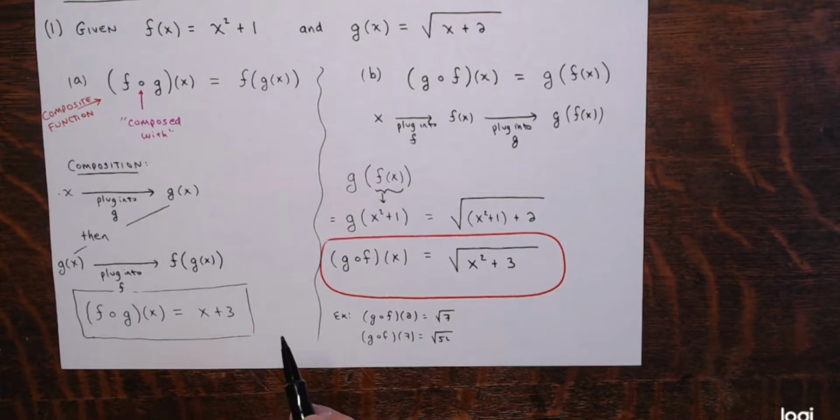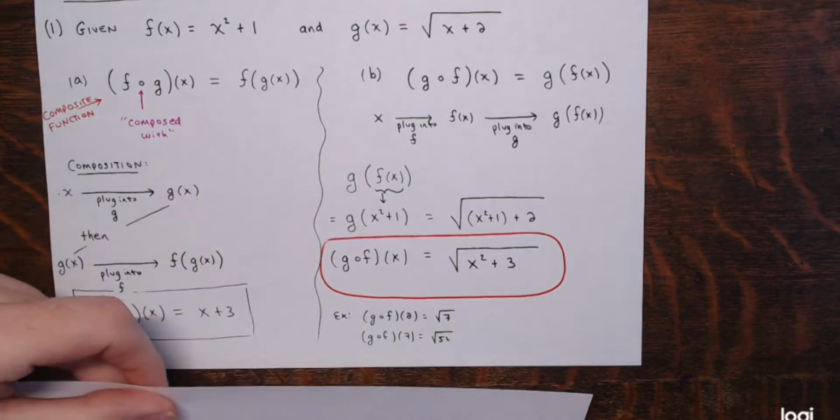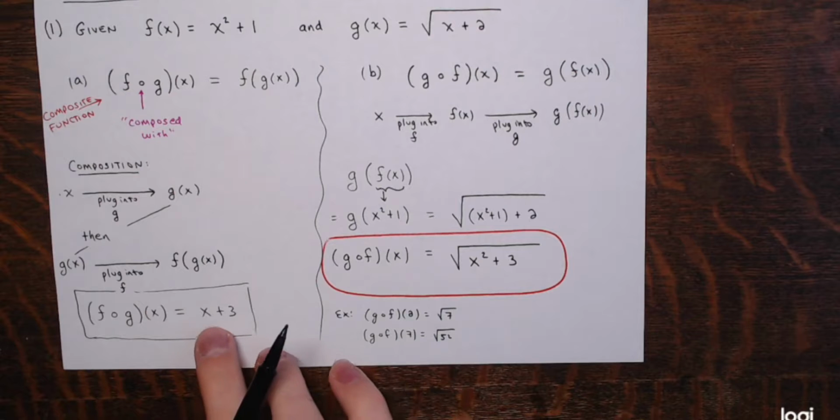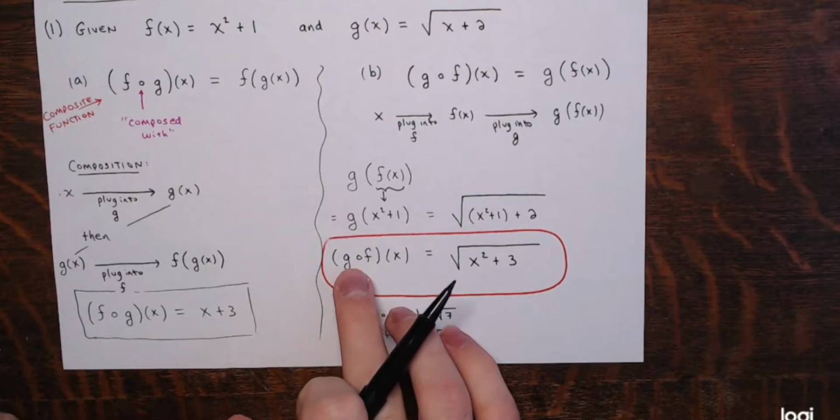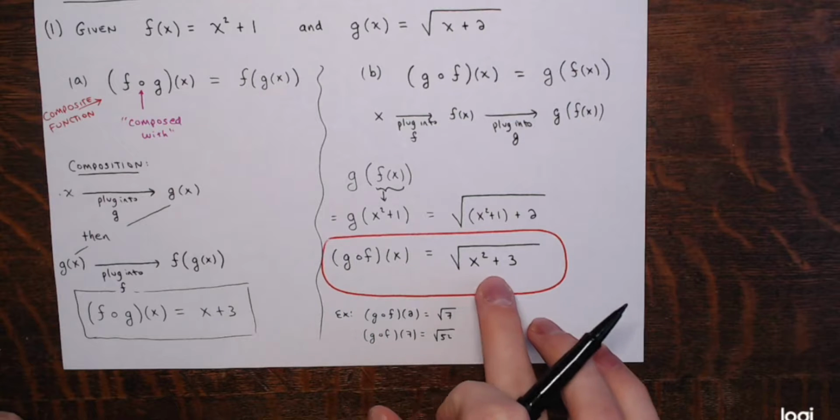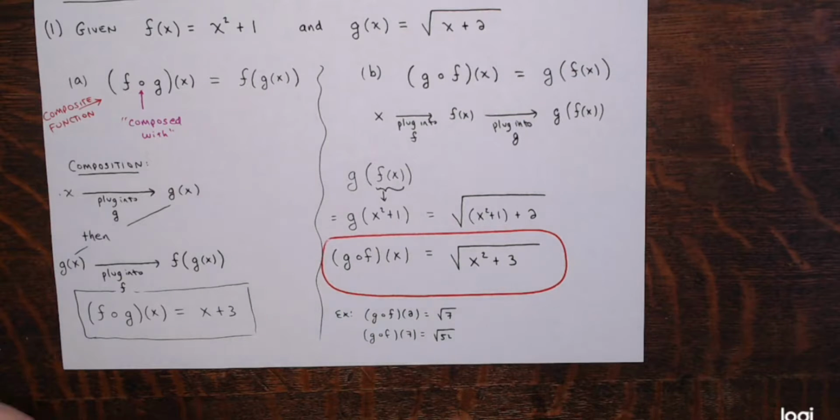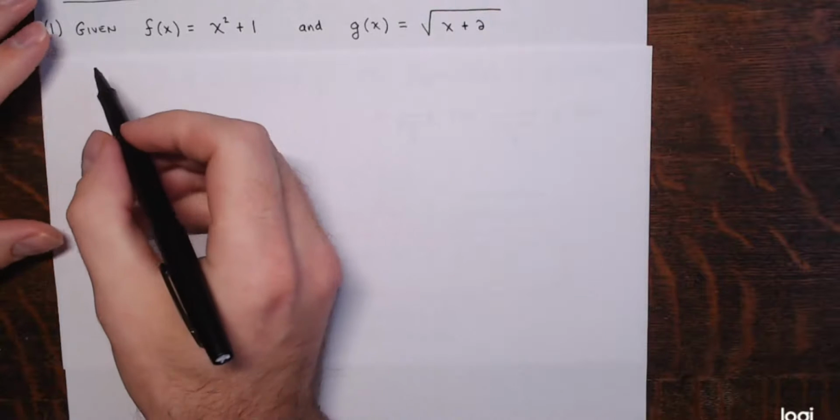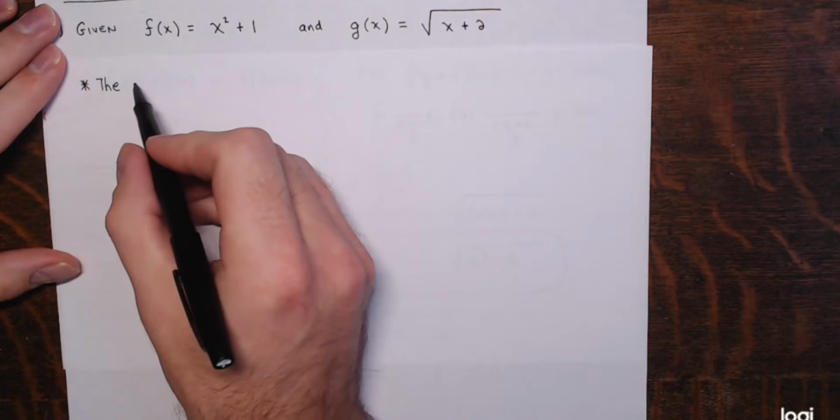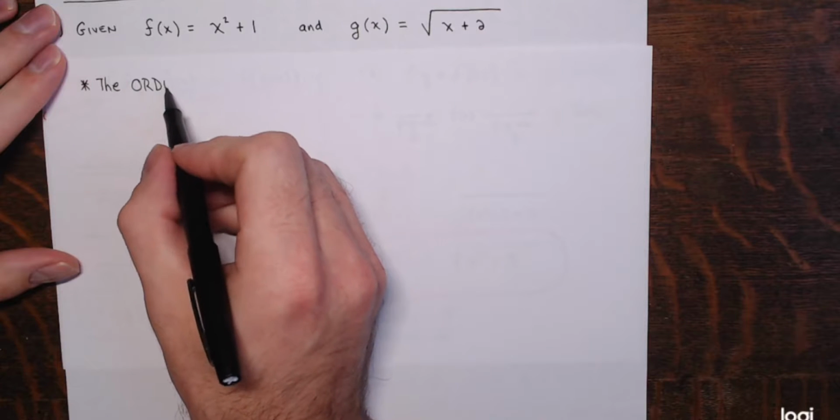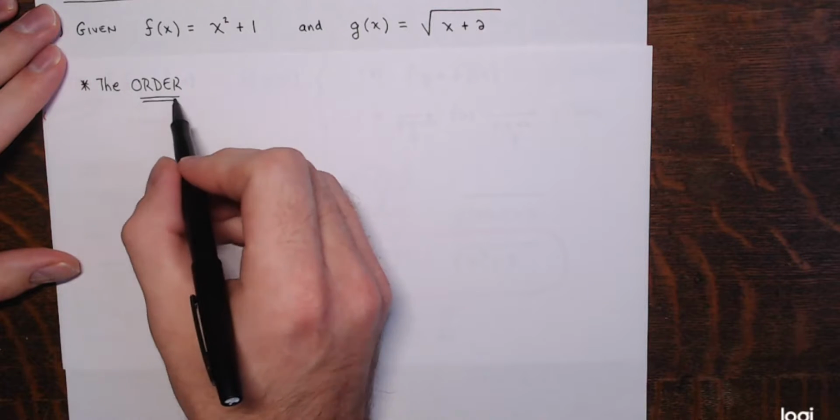And that's going to happen a lot. You're going to notice that the order of composition matters, right? So let's take a look at these again. F composed with g at x was x plus 3. G composed with f at x was the square root of x squared plus 3, like that. So yeah, the order matters in composition.